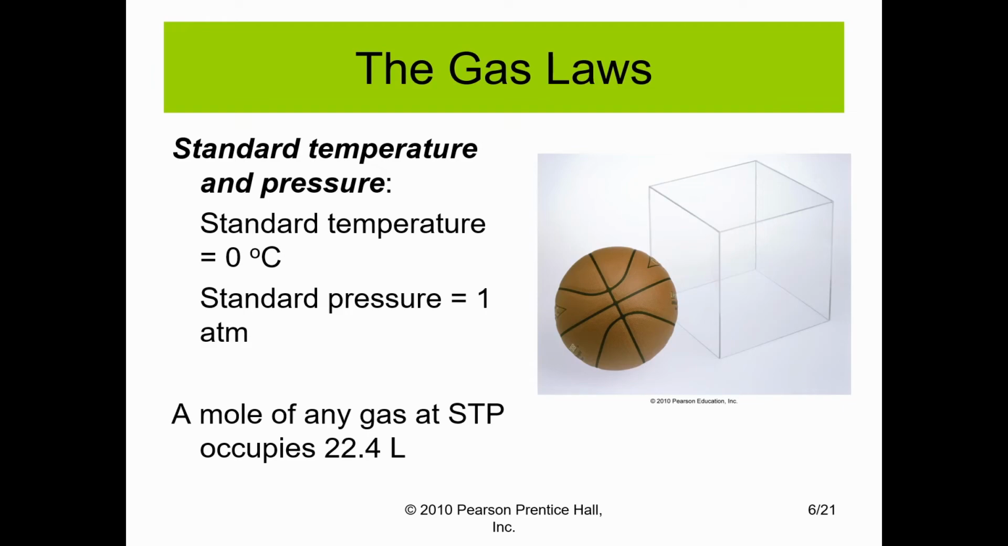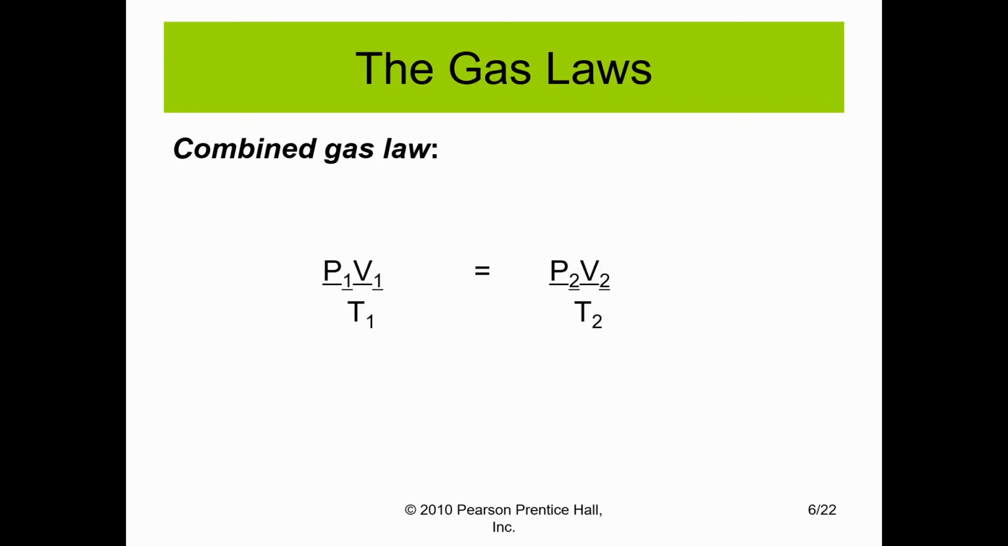Interestingly enough, this applies to all different types of gas. All different molecules will occupy 22.4 liters at standard temperature and pressure. Because of this relationship, we can derive the ideal gas law. Before we derive the ideal gas law, we can combine Boyle's and Charles' law into the combined gas law. What this means is that if we change any one of these variables in a system, the other variables will be affected.